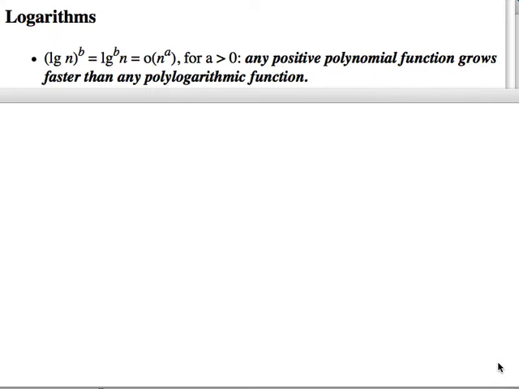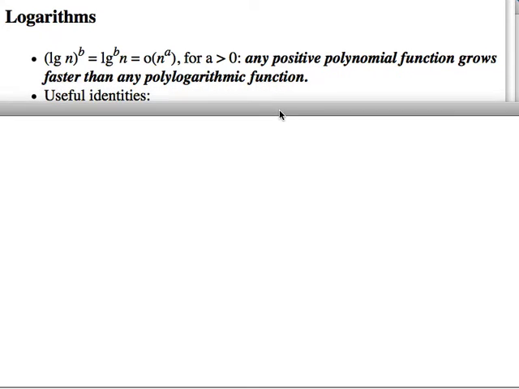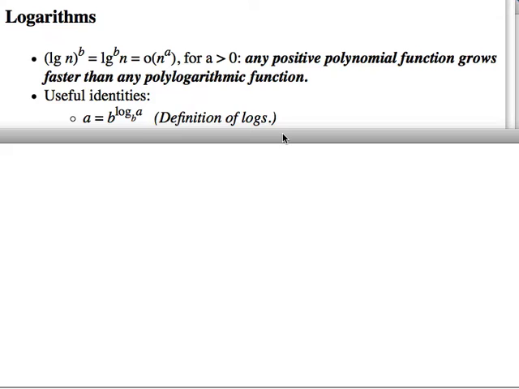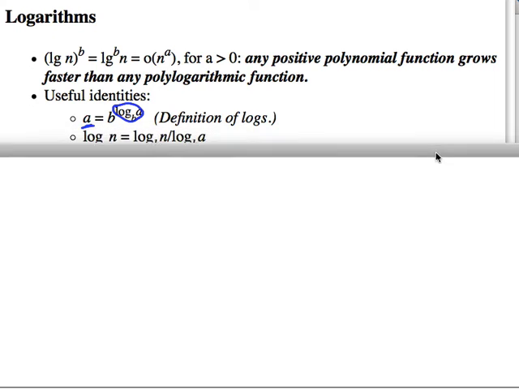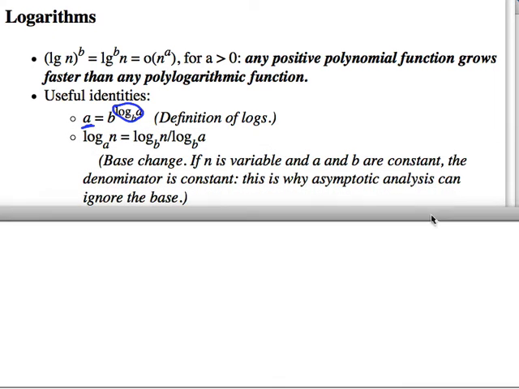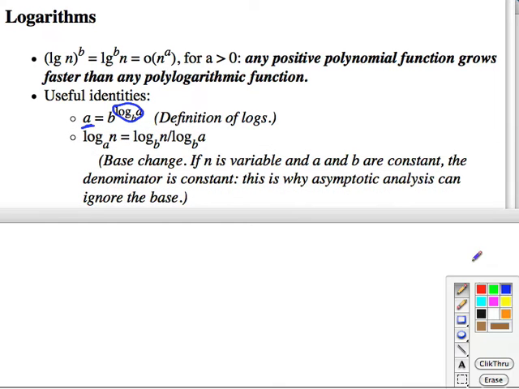Let's now take a look at some identities involving logarithms. First of all, perhaps we should have started with this. This is the definition of a log. The log base b of a is the number to which, if you raise b to that power, you get a. That's just the definition of a log. So you should be pretty comfortable with this. Moving down a little bit here. This identity here shows us what we can do with base changes.